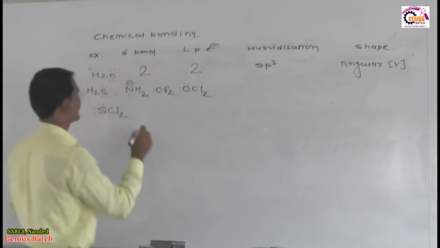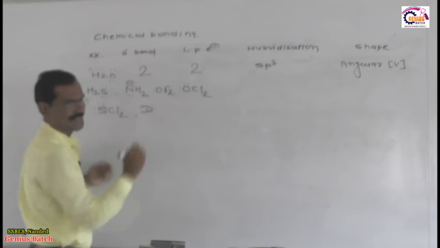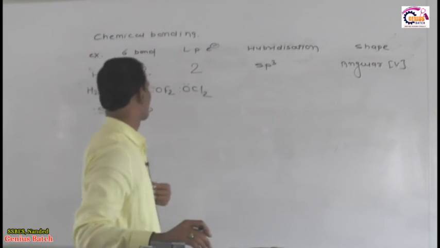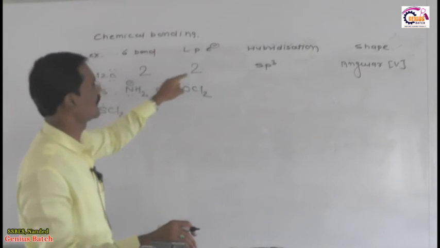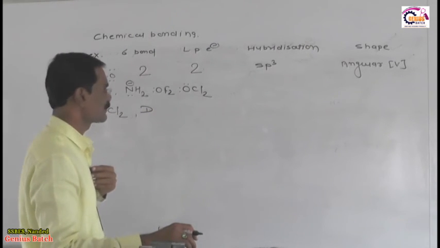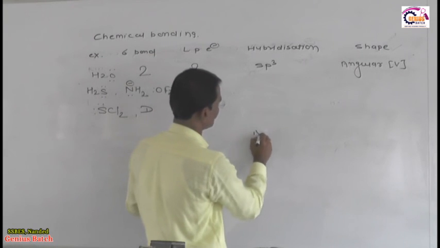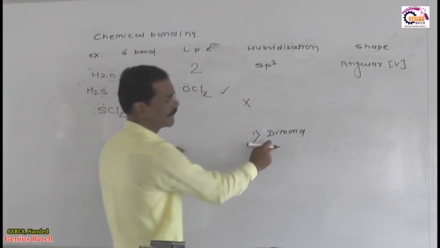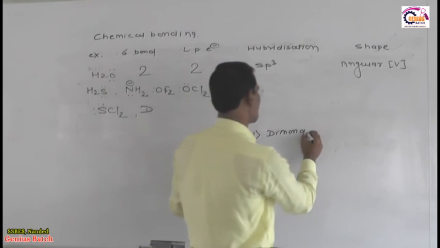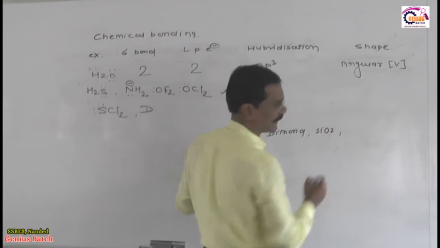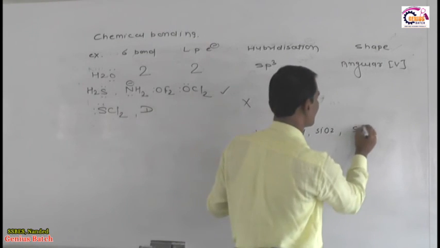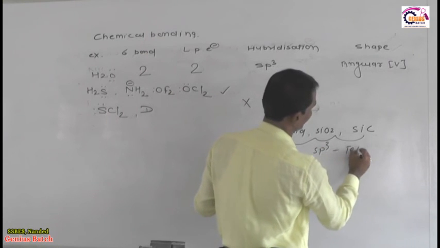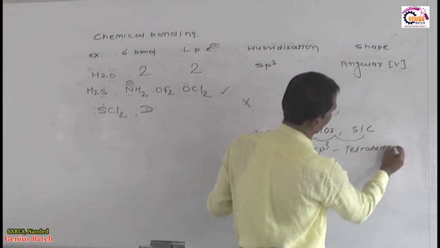Then finally, these are the examples in which the central atom has 2 bond pair and 2 lone pair with sp3 hybridization. अभी मैं कुछ ऐसे एग्जाम्पल देता हूँ आपको जिसका हाइब्रिडाइजेशन sp3 है. उसमें एग्जाम्पल है डायमंड. ये केस नहीं है, दिस इज डिफरेंट केस. डायमंड, उसके बाद में SiO2 सिलिका, एंड फाइनली SiC सिलिकॉन कार्बाइड. ये सब एलिमेंट है जिसका हाइब्रिडाइजेशन sp3 है और ज्योमेट्रिकल शेप है टेट्राहेड्रॉन, उसमें लेना चाहिए था.